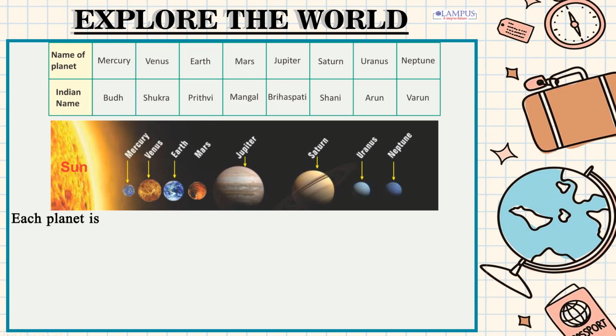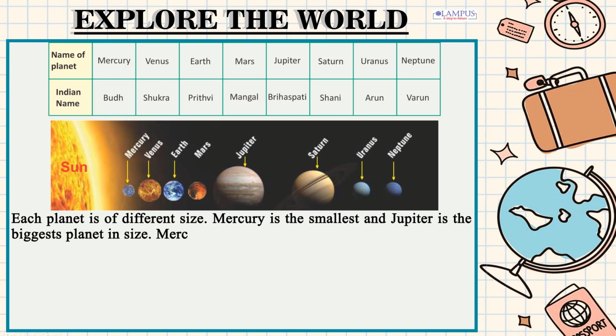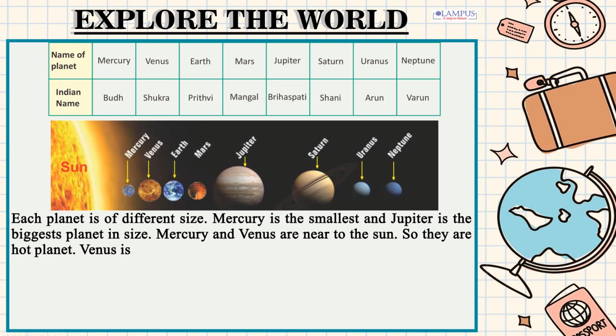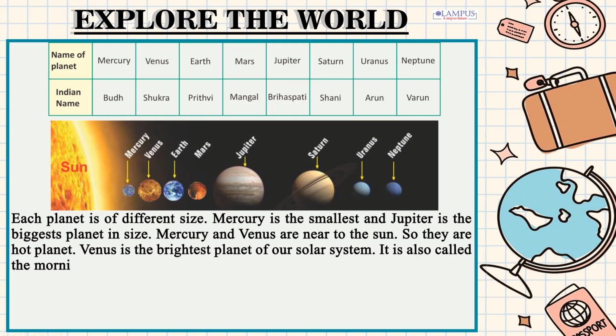Each planet is of different size. Mercury is the smallest and Jupiter is the biggest planet in size. Mercury and Venus are near to the Sun, so they are hot planets. Venus is the brightest planet of our solar system. It is also called the morning star or evening star.